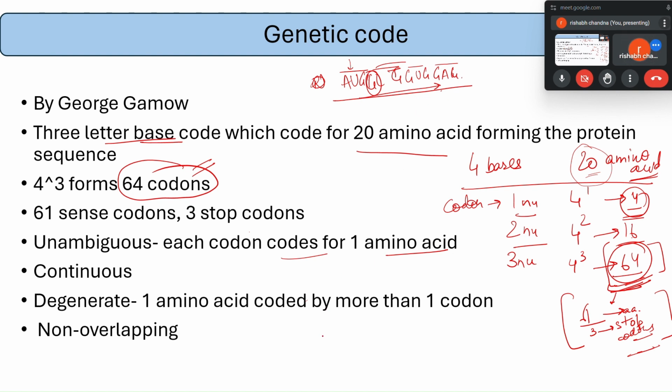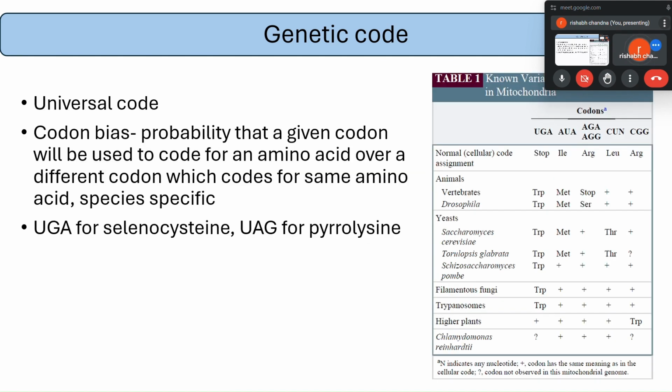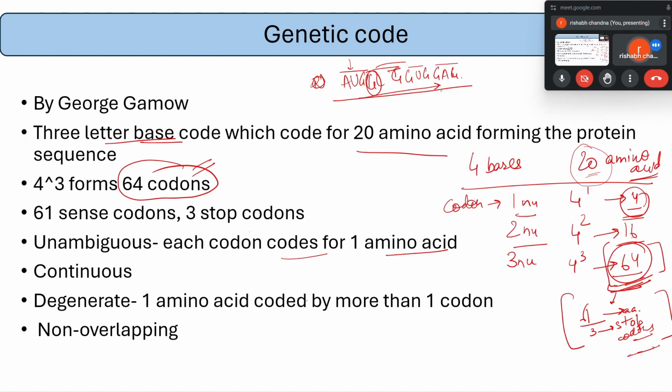Then the degeneracy. So one amino acid is coded by more than one codon. For methionine and tryptophan, only one codon is there, but for other amino acids, the number of codons is more. And the non-overlapping nature also corresponds to the continuous nature, because one codon will be AUG, then the other codon will not be UGG. It will start after this G ends, and the other codon is GCG. So this is the non-overlapping nature of the codons.